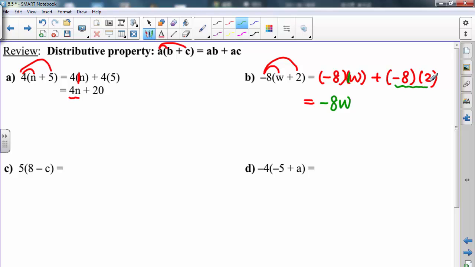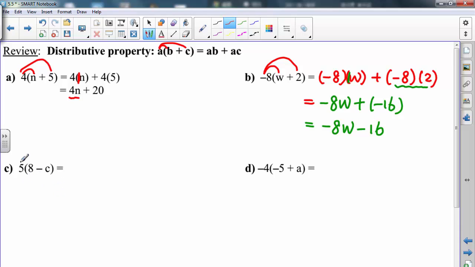Negative 8 times positive 2. Negative times positive is negative. So plus negative 16. Then I can remove the brackets on this negative number. Positive, negative become minus. So the answer is negative 8w minus 16. If you have trouble in changing the signs here, okay, let's do a little bit more practice.